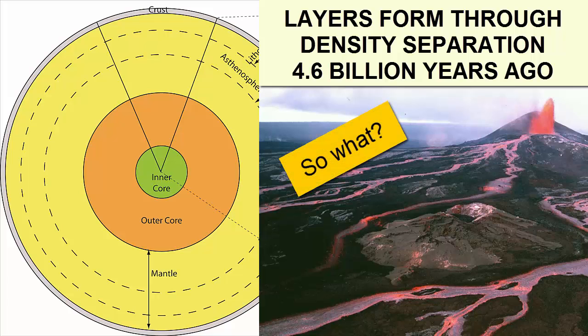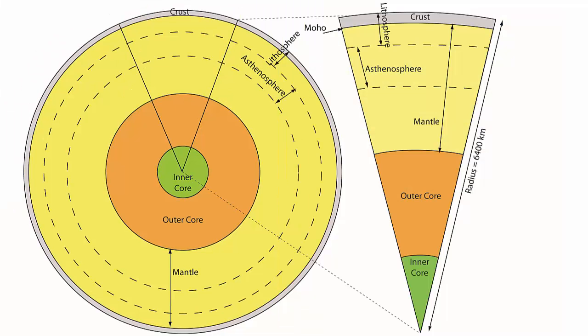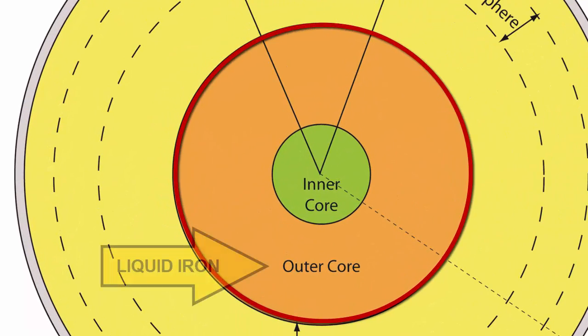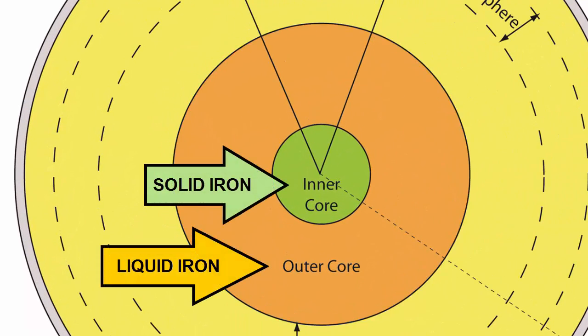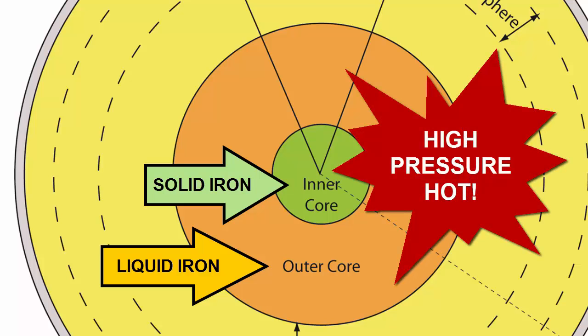So what? Why is it important that Earth has layers? How does that affect us? First, let's look closer at the core, which is composed of two parts, the liquid iron outer core and the solid iron inner core. Both of them are under high pressure and are very hot.